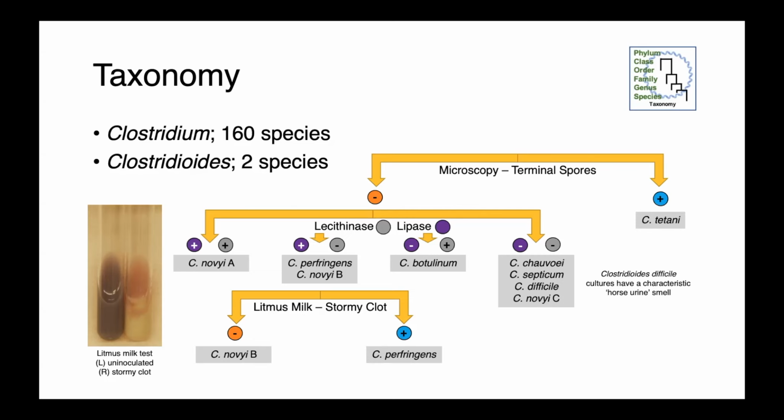We can presumptively identify the presence of Clostridioides difficile based on its smell. So pure cultures classically have this horse urine smell, and also its ability to fluoresce under UV light. So the colonies will glow sort of a chartreuse green, which differentiates it from other anaerobic organisms.